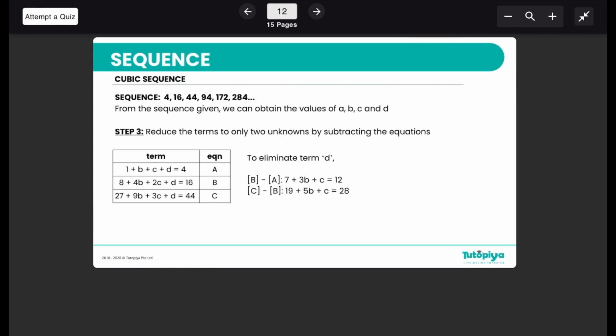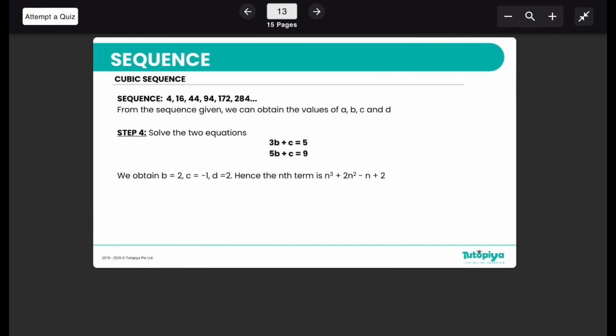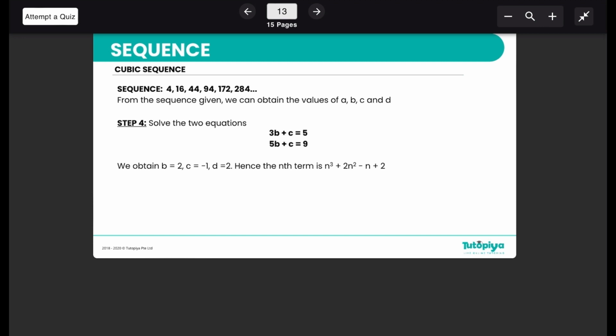Now since d is common to all the equations, it's easiest to remove d. So what we do is subtract b and a, and subtract c and b, so that when they are subtracted, you get a smaller equation which doesn't involve d and involves only 2 variables. Using this, you can now do simultaneous equations. So subtracting, 5b take away 3b and 9 take away 5, you know that 2b is equal to 4. So therefore b is equal to 2.